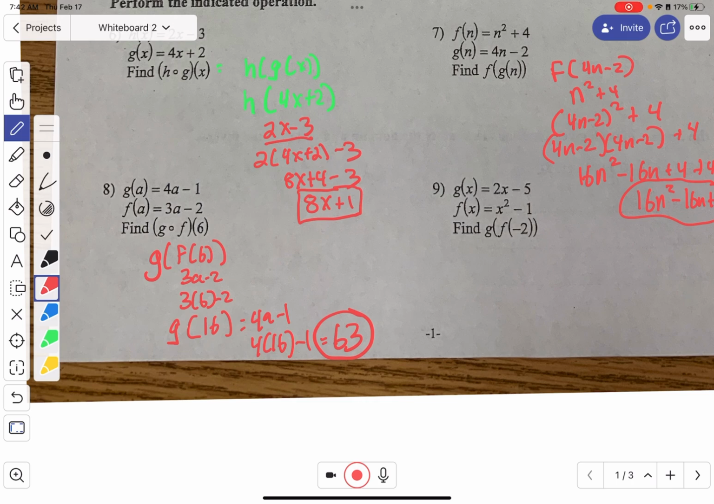And find g of f of negative 2. So x squared minus 1 is my f function. So negative 2 inside parentheses squared, minus 1. So that's 4 minus 1, so that's 3. So then I have to find g of 3, of 2x minus 5. So it'd be 2 times 3 minus 5, which is equal to 1. There's the first 9.